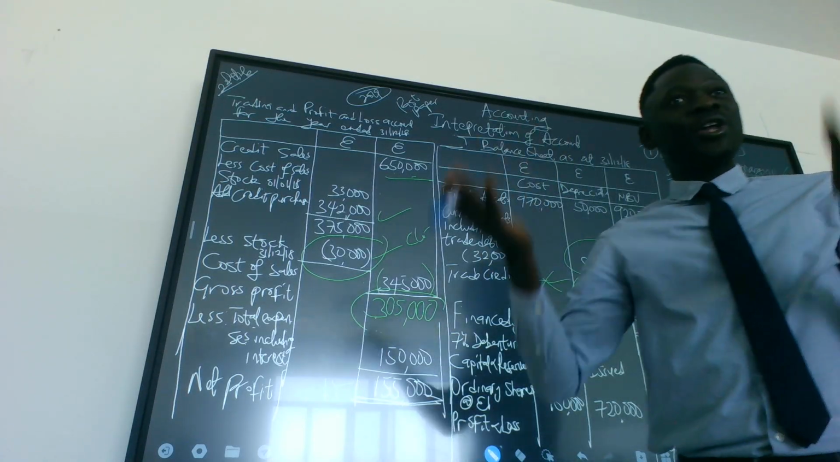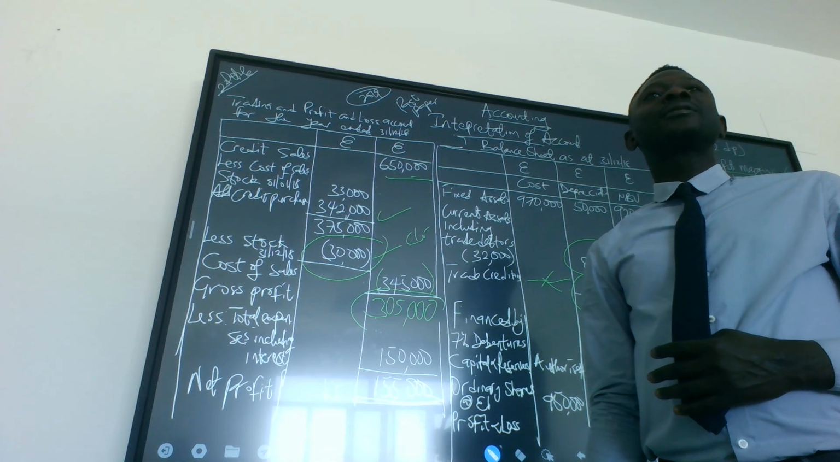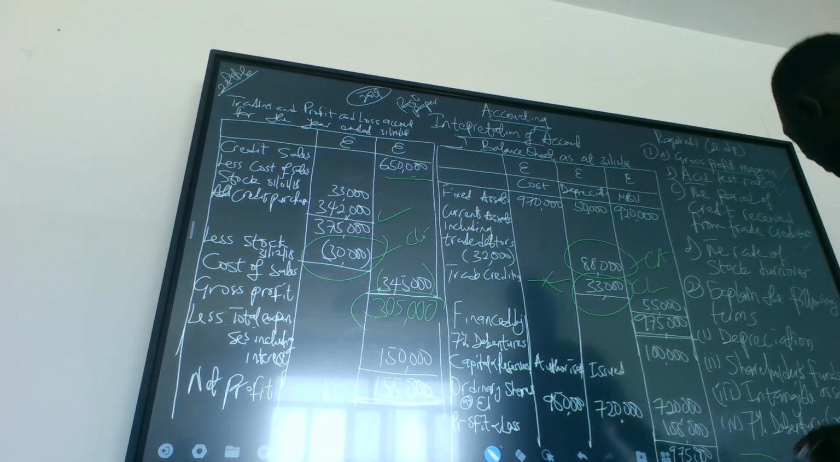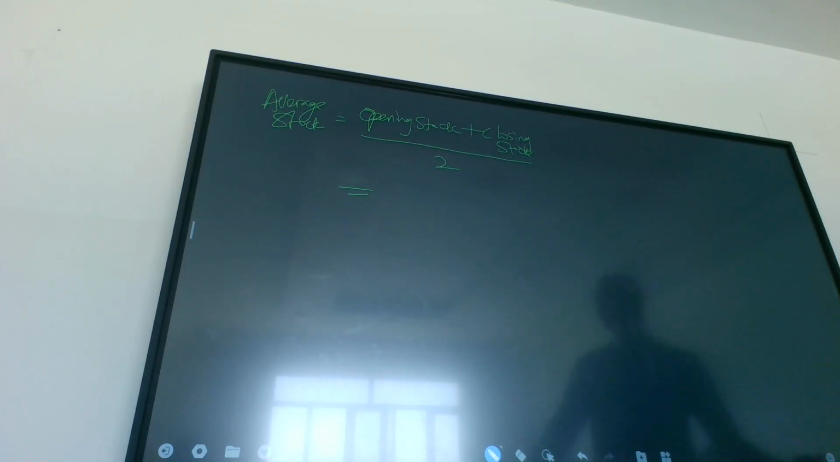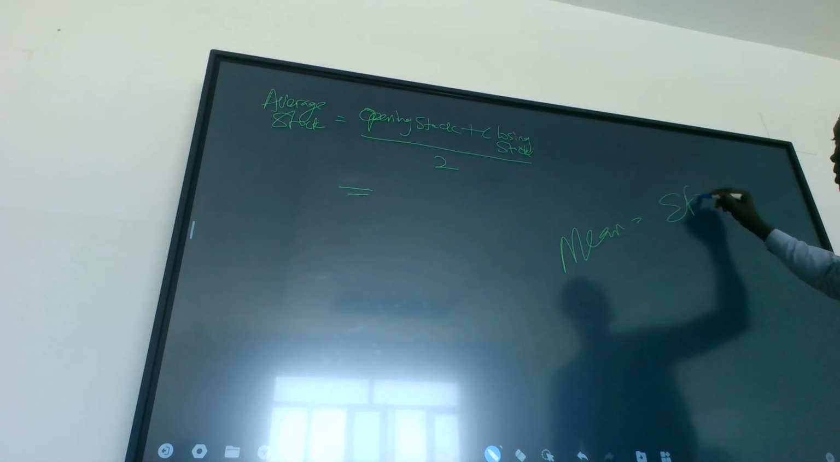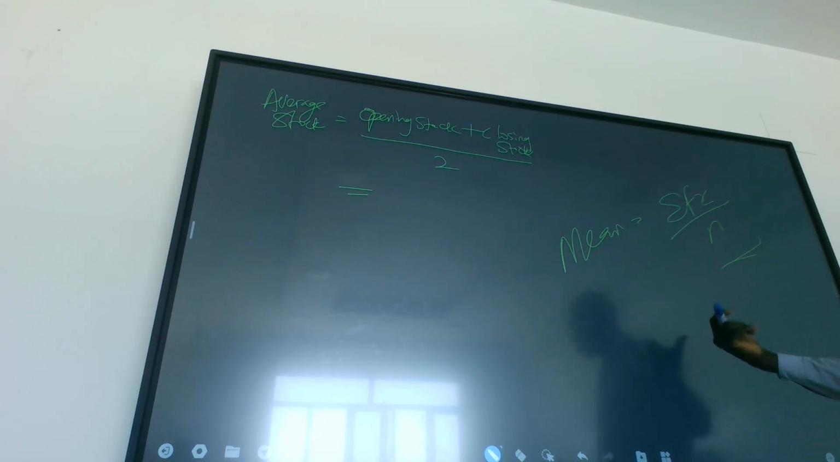Because we need the average stock. For the average, we add the opening and the closing, divided by 2. What is the mean? Mean is summation fx over n. This is mean. 315,000. Yes or no? This is mean, summation fx over n.